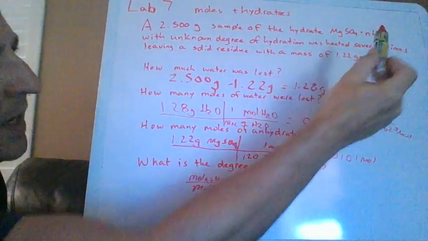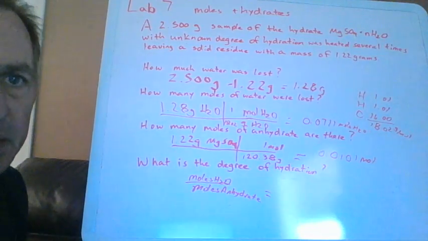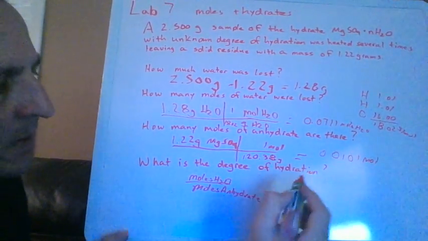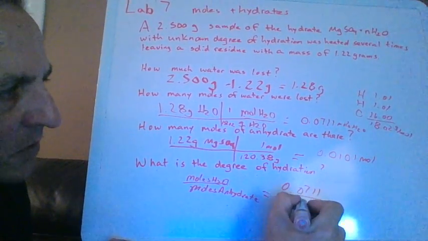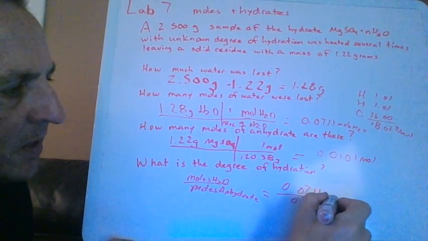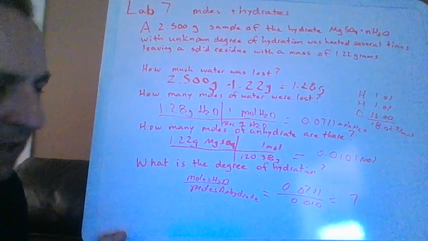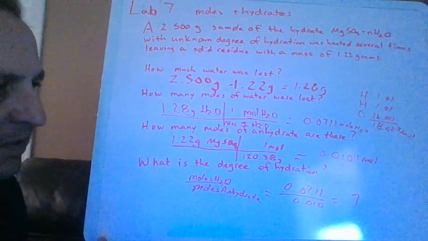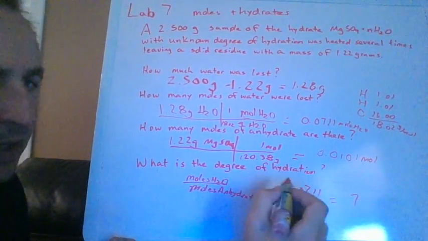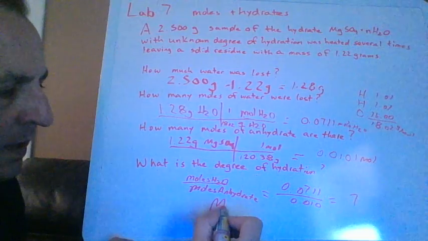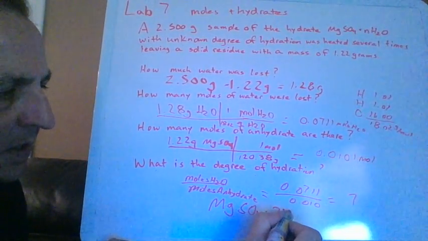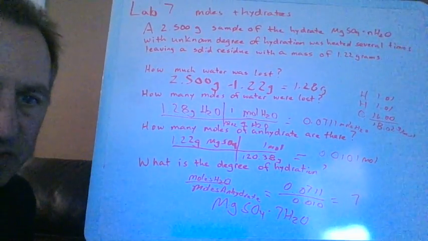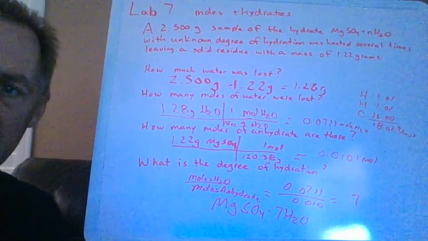Right, because that's going to tell us how many of these waters we have for every magnesium sulfate. So we take our 0.0711, divide it by our 0.010, and that equals approximately 7. So the degree of hydration is 7, and our compound would be MgSO4·7H2O. So that's the degree of hydration, and that's how you would calculate it.